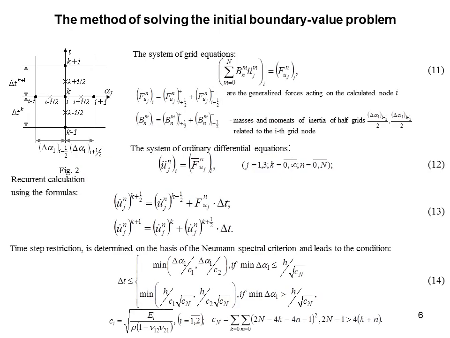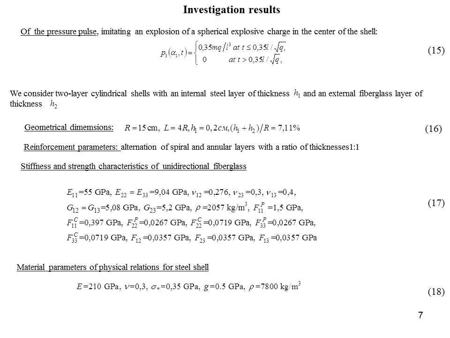The numerical method for solving the formulated initial boundary value problem is based on an explicit variational difference scheme. The reliability of the proposed methodology for analyzing the ultimate deformability and strength of metal plastic cylindrical shells was assessed by analyzing the problem of dynamic deformation loaded with a pressure pulse imitating an explosion of a spherical explosive charge in the center of the shell, which was specified using the empirical dependence.